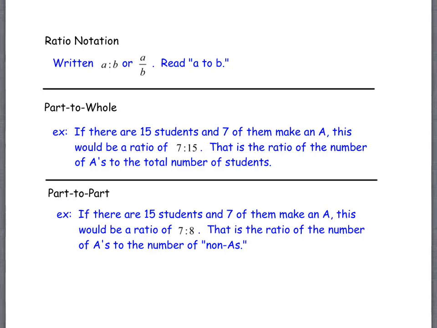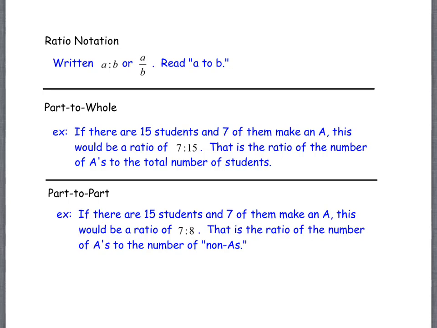You could write it as A colon B, A over B, or you could even write it as A and the word to and the word B. All of these are read verbally as A to B. It's a comparison of 2 things. There's 2 ways to do the comparison.